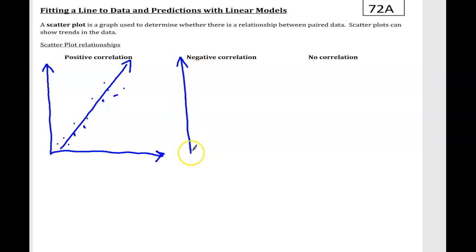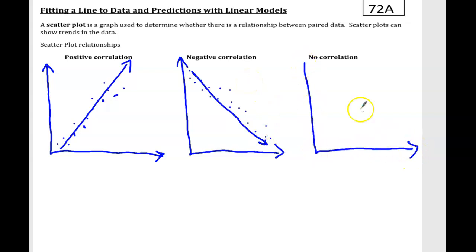A negative correlation would happen if we plotted points and as our inputs increased, the outputs would decrease. So maybe it would look something like this, and in that case, if we drew a line, it would have a negative slope. Now, if we captured data, and we do this a lot in science, and the data was all over the place, that would be no correlation. So just thinking about scatter plots and gathering data.